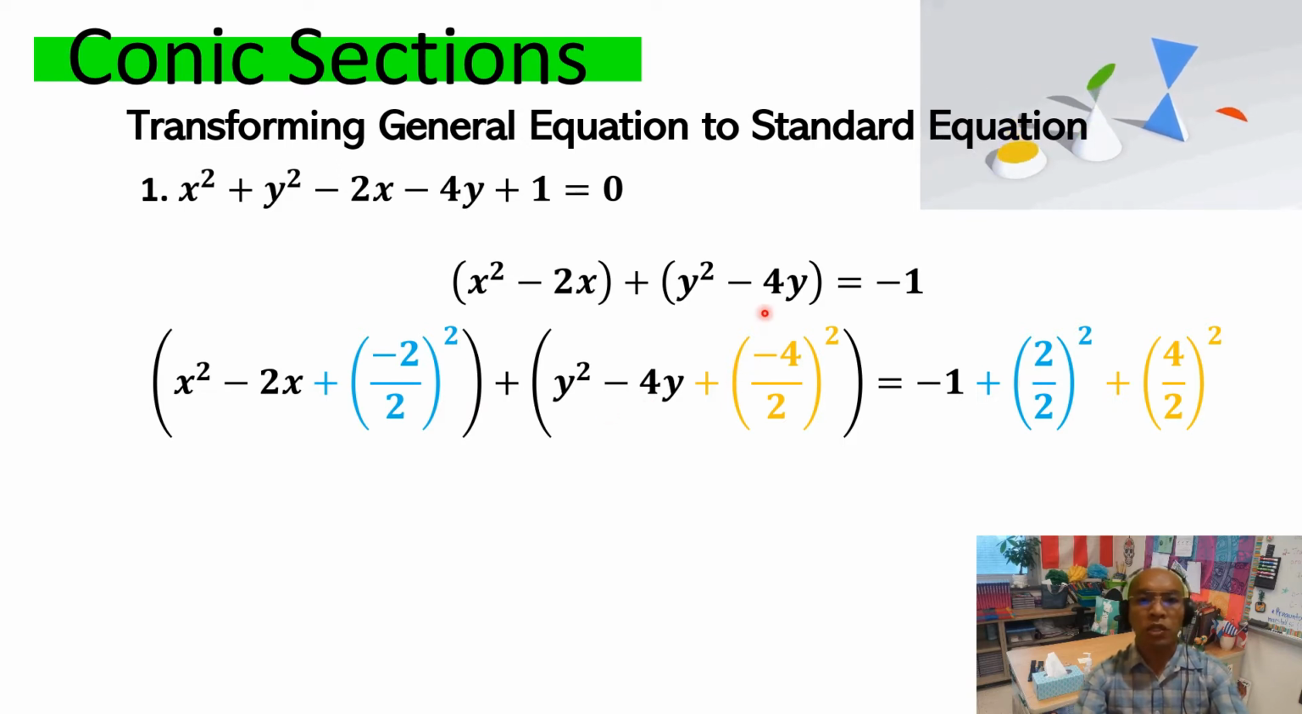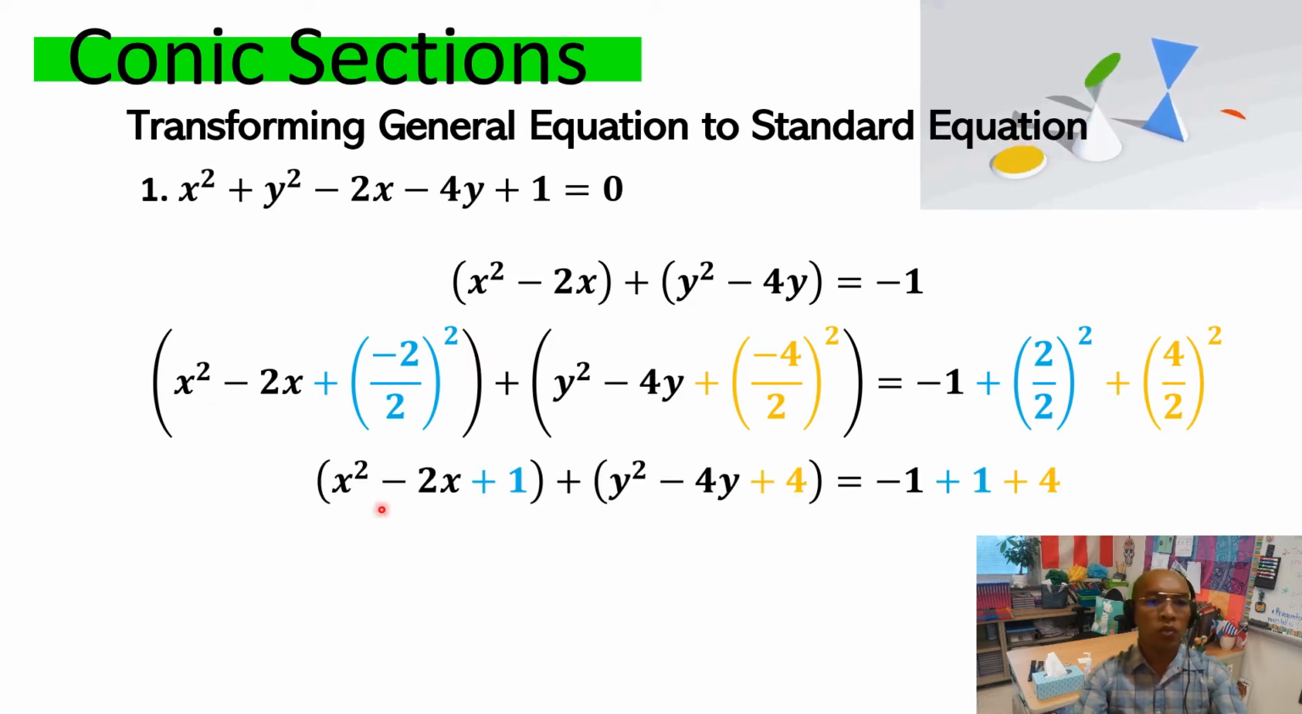In the second expression, our b is negative 4. So negative 4 divided by 2 raised to 2. So you will add also the same constant at the right. So simplify. So x squared minus 2x. The half of negative 2 is negative 1. And negative 1 quantity squared is positive 1. So this is the simplest form of this given expression. The half of negative 4 is negative 2. And the square of negative 2 is positive 4. So that is why this is plus 1 and plus 4.